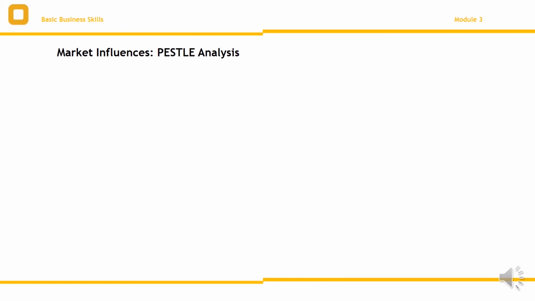The market is also influenced by what we refer to as a PESTEL analysis. A PESTEL analysis refers to the macro environment, which is the external environment of a business or of an organization. PESTEL stands for political, economical, social, technological, legal, and ecological. So as a business person, you need to understand each of these factors and how they relate to your business.